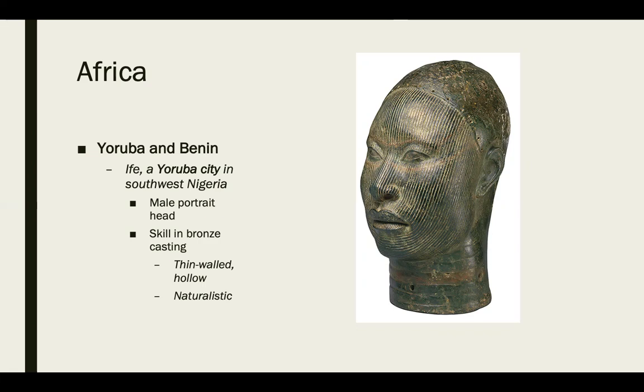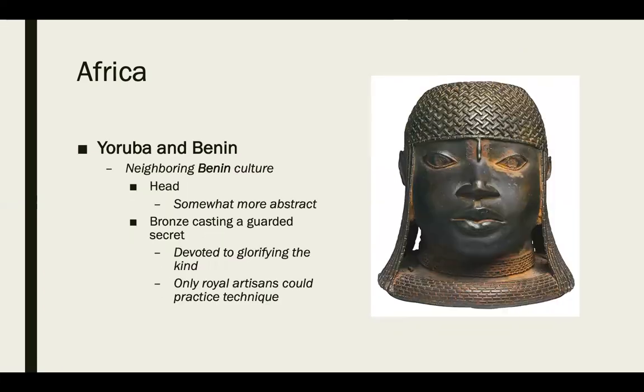Ife is a Yoruba city in southwest Nigeria, and I'm just going to compare and contrast some things between their types of sculpture. This is the male portrait head. They were very skillful in bronze casting, and this is a very thin-walled bronze sculpture, very naturalistic, not quite as abstracted as the one we saw before. While in the neighboring Benin culture, their bronze casting was somewhat more abstract, still fairly realistic, but a little bit more abstracted than the one before. They're devoted to glorifying the king, and only royal artisans were allowed to practice the bronze casting technique because of how highly they regarded it.